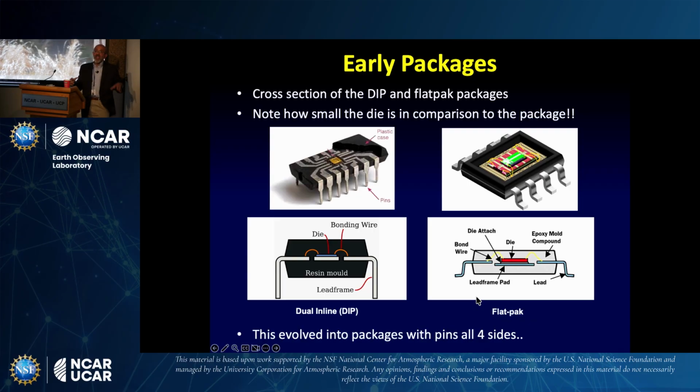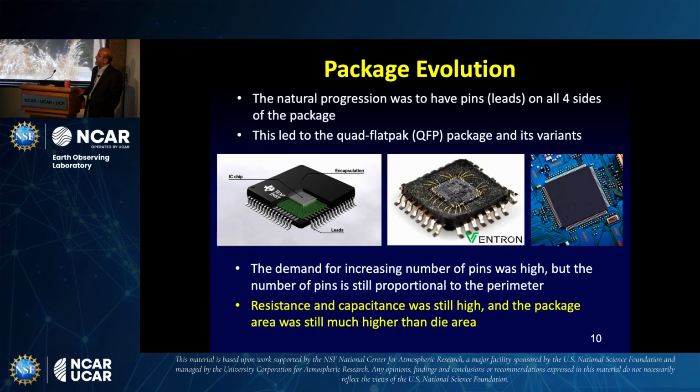So now, of course, the next evolution, you can easily guess what people would have done. Like here we have pins on 2 sides of the chip. Well, let's go put pins on all 4 sides of the chip. That's the natural evolution. So that's kind of what happened next. We had pins on all 4 sides. These were the quad flat pack type packages.